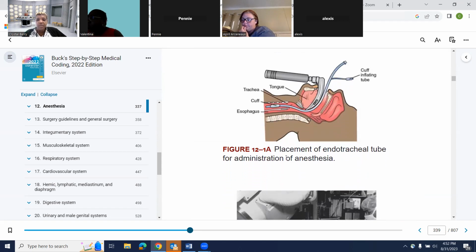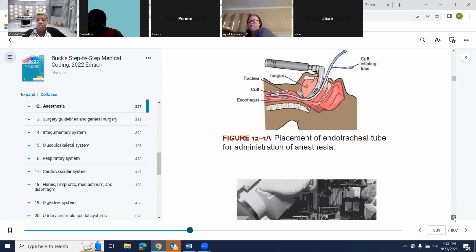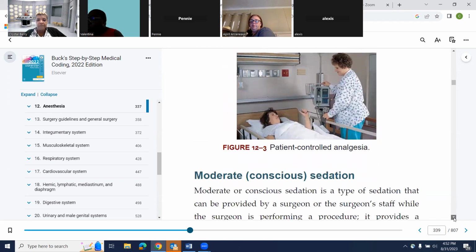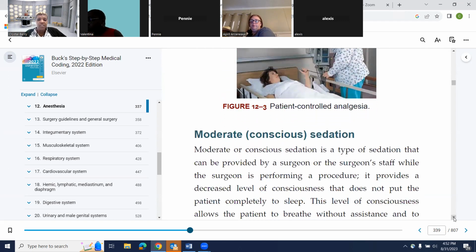And we went through this when it says placement of an endotracheal tube for administration of anesthesia. So make sure that you read and look through those diagrams. We went through all of this. Moderate conscious sedation can be provided by a surgeon or the surgeon's staff while the surgeon is performing a procedure. It provides a decreased level of consciousness that does not put the patient completely to sleep. So that's moderate sedation.